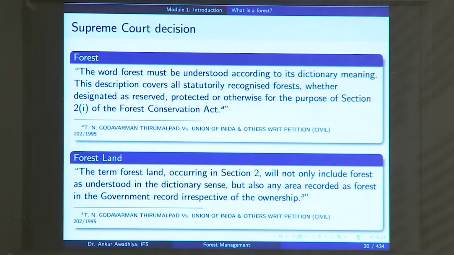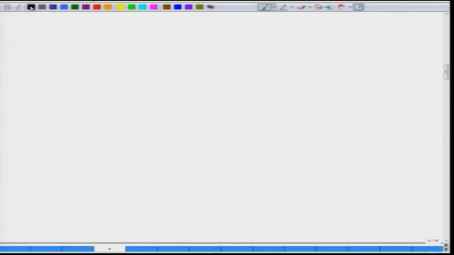Now, what can be these government records? In the government record, you can have an area that is recorded as, say, a revenue forest. So, this area does not come under the forest department, it comes under the revenue department, but it is recorded as a revenue forest because you were probably having some trees in that forest on that piece of land, or it can be a reserve forest.